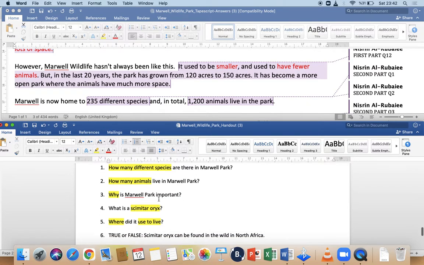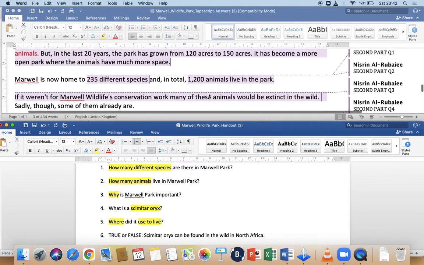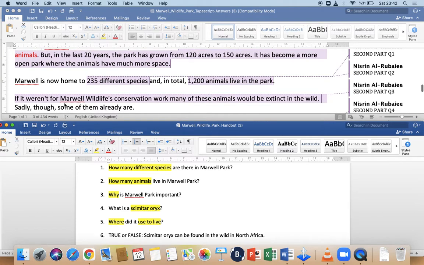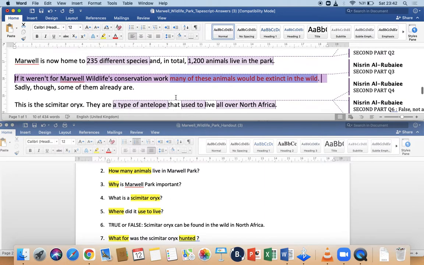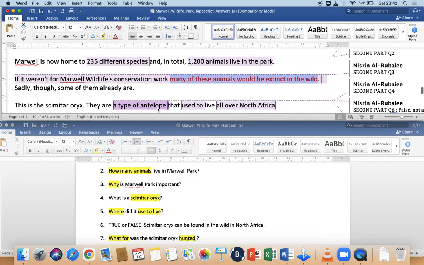Next question, why is Marwell Park important? If it weren't for Marwell Wildlife's conservation work, many of these animals would be extinct in the wild. This part is important actually. Many of these animals would die out, would be extinct. Okay. And what is scimitar oryx? Scimitar oryx is a type of antelope.